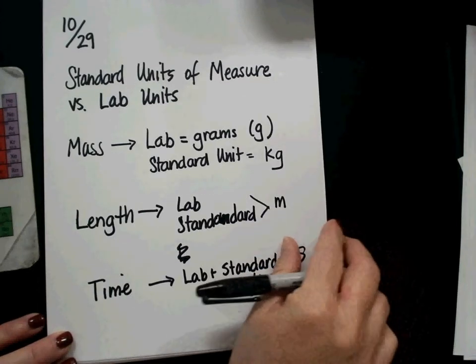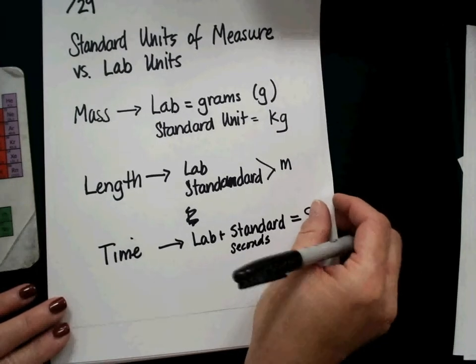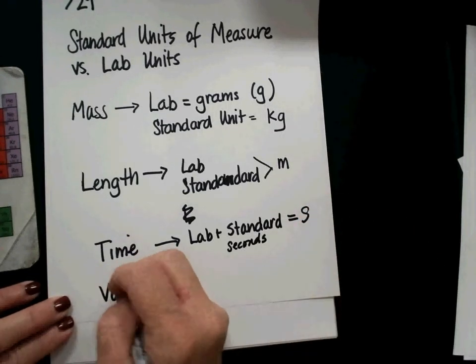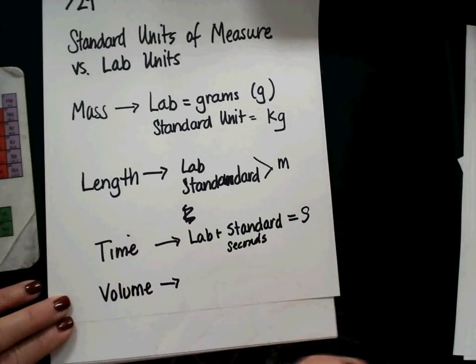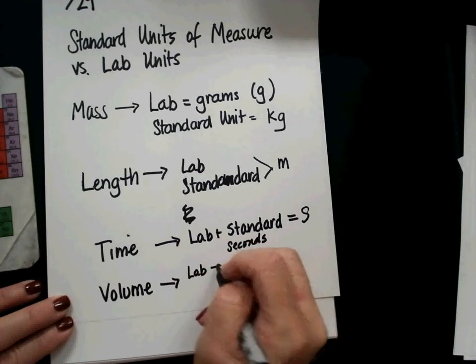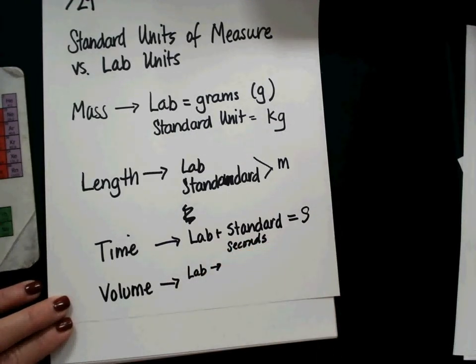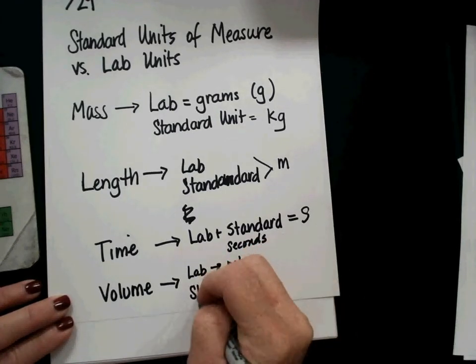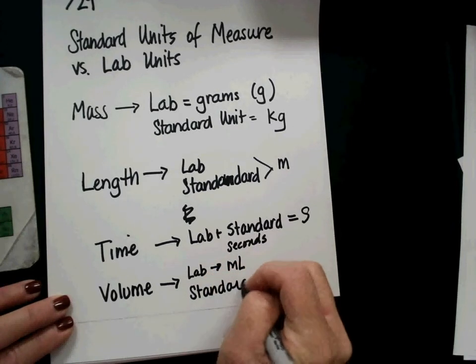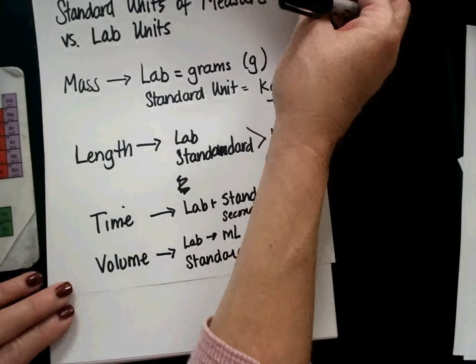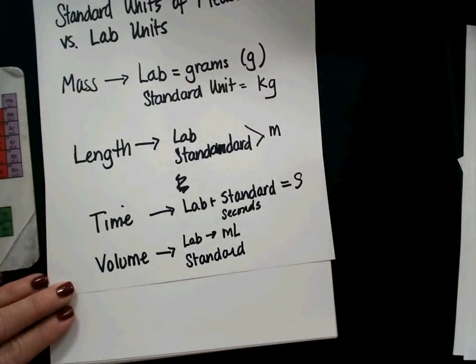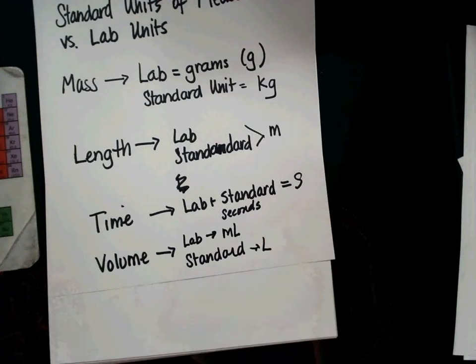And then the last one that we have to worry about standards with, at least in chemistry right now, is volume. In our lab, what do we usually measure volume in? Think about that, the graduated cylinders and stuff. Milliliters, good. My standard would be like if your mom sends you to the grocery and says, get some Coke. How do you buy that normally? Yeah, like in a 2 liter. So our standard is liters. That's how it's normally measured. So that's standard versus lab units, so it doesn't confuse you.